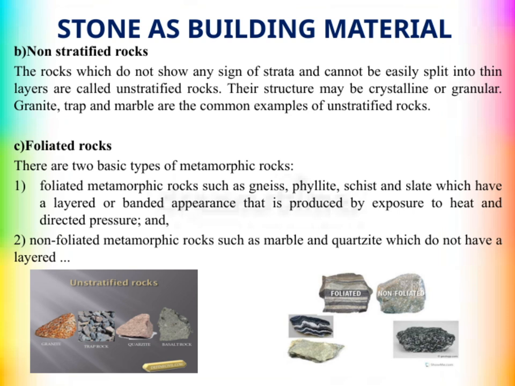The second category includes non-foliated metamorphic rocks, such as marble and quartzite. These do not have the layered appearance that foliated rocks do. Instead, they tend to be more uniform in texture and appearance, which also makes them very popular for various uses in architecture and sculpture. Understanding these differences helps us appreciate the variety and characteristics of rocks used as building materials, and how their formation processes influence their properties and applications.